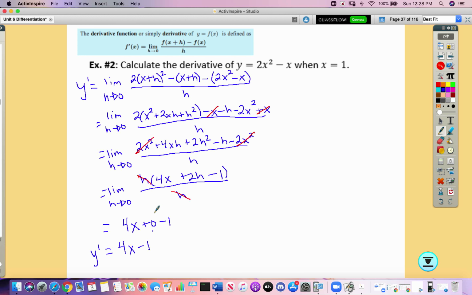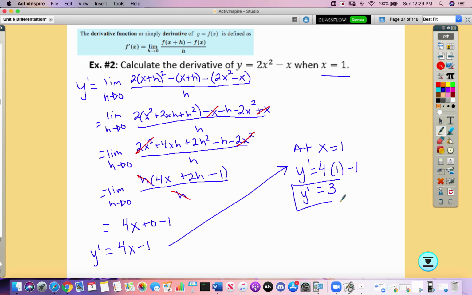Luckily, we don't need to know every single slope on this entire graph. We're just asked to find the slope at 1. So let's go ahead and calculate that. At x is equal to 1, the slope is equal to, I'm just going to substitute 1 right into our derivative. I've got 4 times 1 minus 1. Well, 4 times 1 is 4. 4 minus 1 is 3. So the derivative is 3. That's the slope at our point.